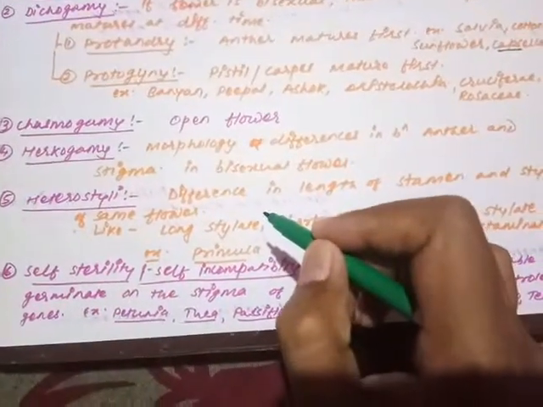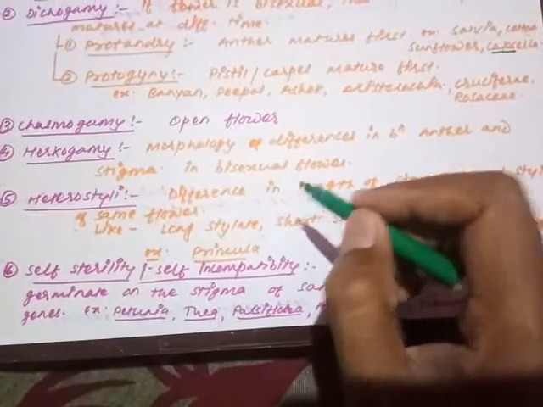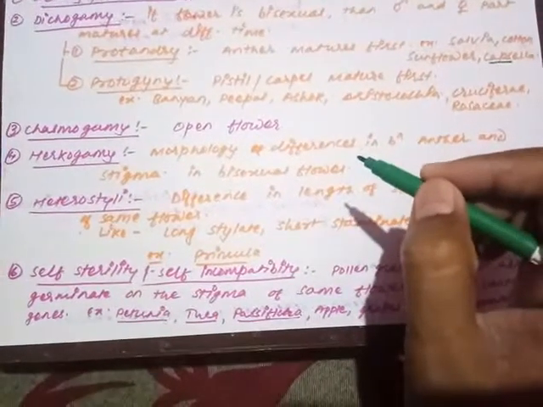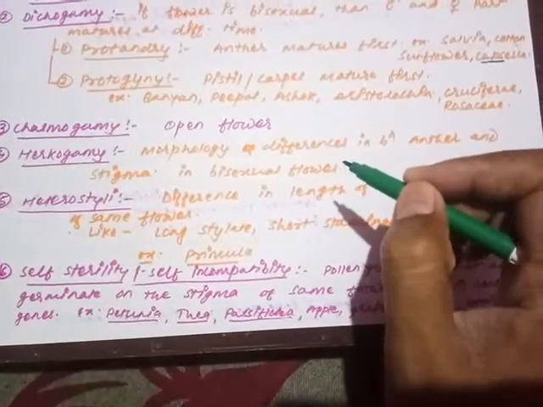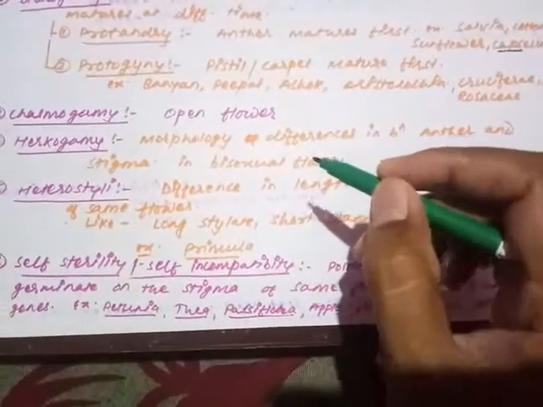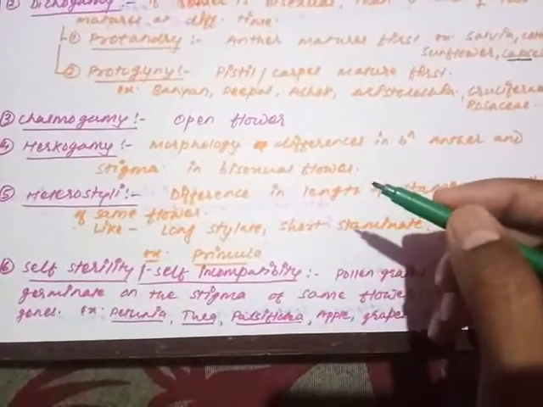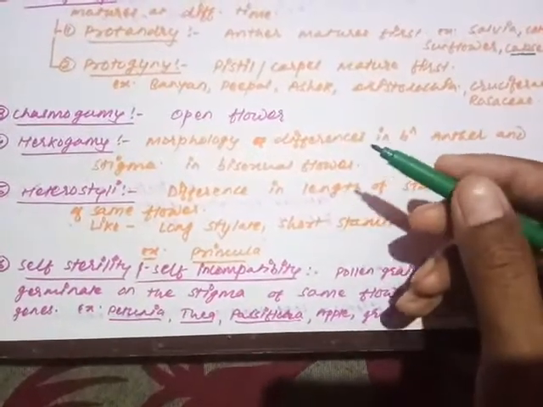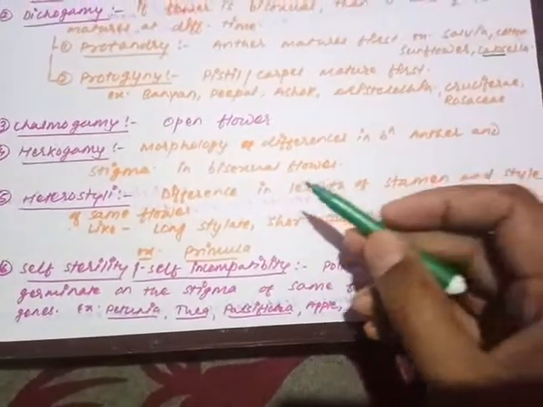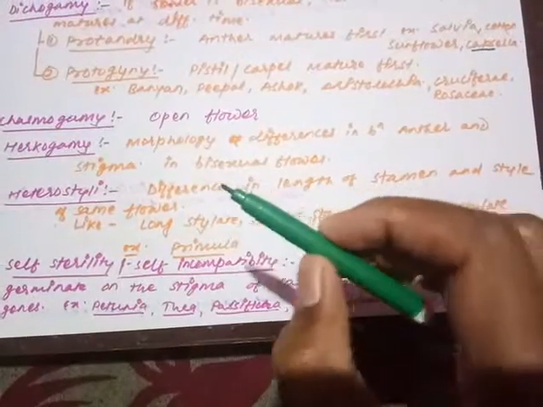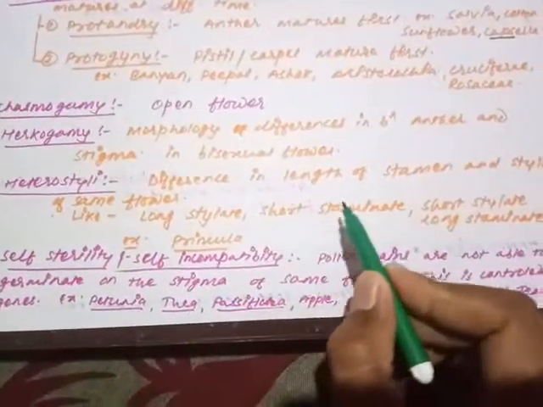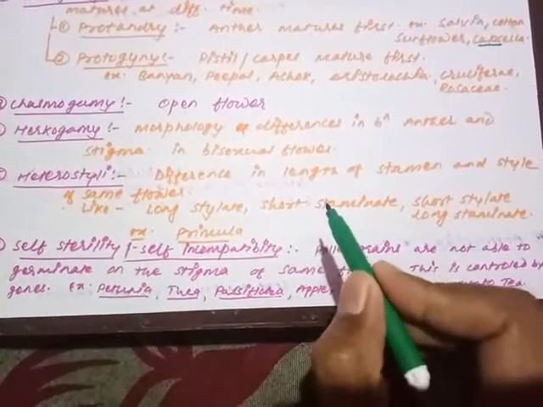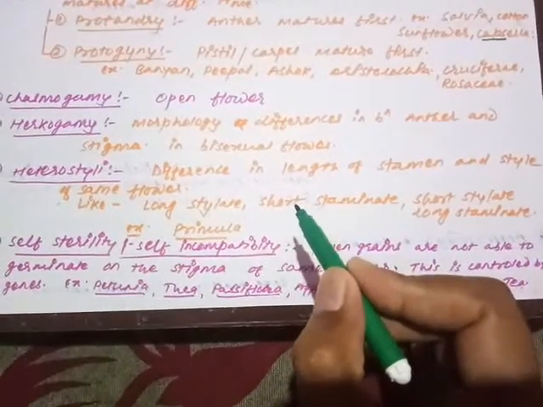Next one, heterostyly. Once again, hetero means odd or uneven, style. If you remember, style is a part of the female reproductive part: carpel, stigma, style and ovary. Heterostyly means what? If it is a bisexual flower, to avoid self pollination they have different lengths of style. So if there is a difference in the length of stamen and style in the same flower, this is called heterostyly. Are you getting my point? Difference in the length of stamen and style of the same flower is called heterostyly.